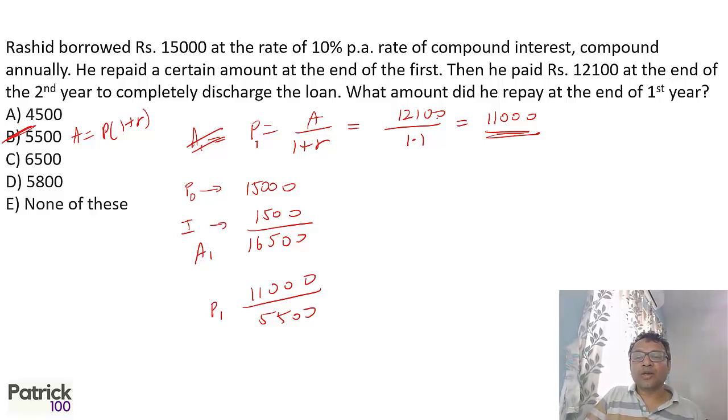Right. So you have 12,100 after 2 years. Bringing back before 1 year, the principal after 1 year was 11,000, and the amount after the first year was 16,500. So you have repaid some money. The amount you repaid is 5,500, which is B option.